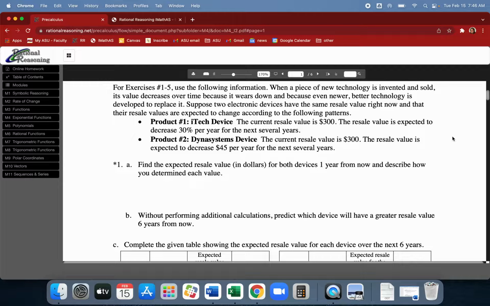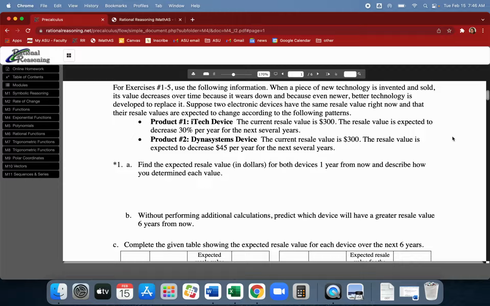So after 1 year, product number 1 went from $300 down to $210, and product 2 went from $300 down to $255. They decreased by different amounts. They're described entirely differently. One's in terms of a percent and one's in terms of dollars difference. What about, and this isn't a question quite on there, the next question is like after 6 years, what do you think is going to have the higher resale value?